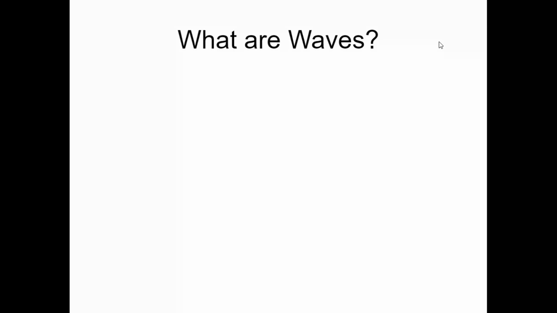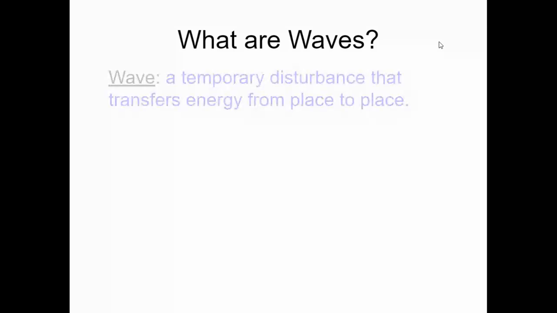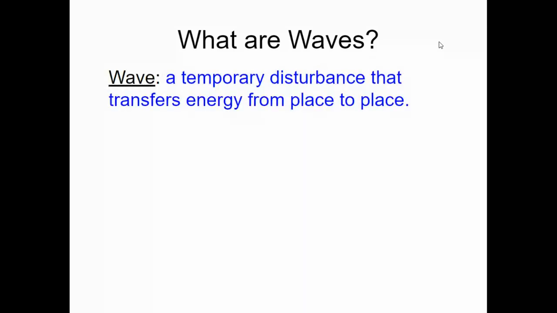Those of you in class, you will follow the template and fill in the information. It's written in blue. Now, if you're at home, you're going to need to, again, write down what's on the slides. So we're going to start with what are waves and the definition. Waves are a temporary disturbance that transfer energy from place to place. Go ahead and write that down.